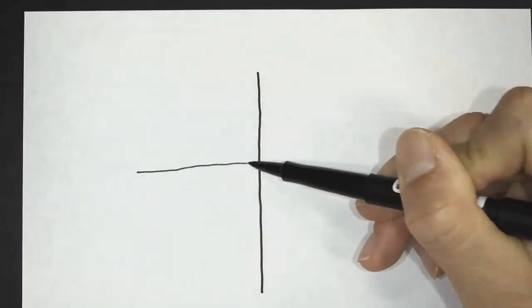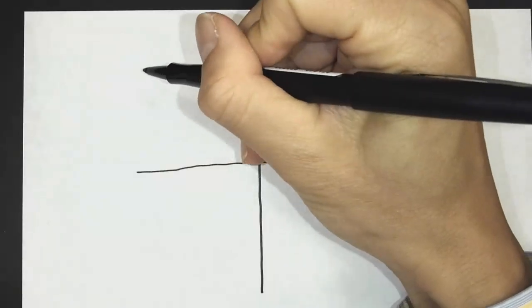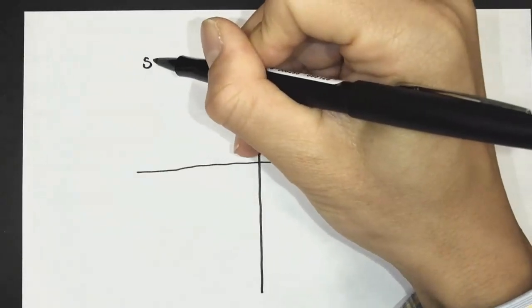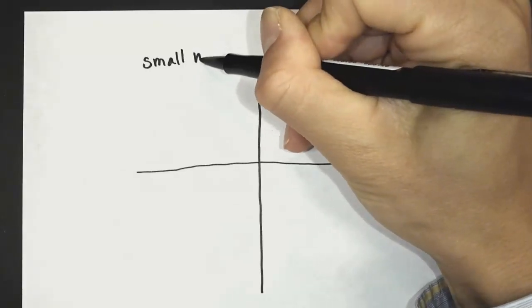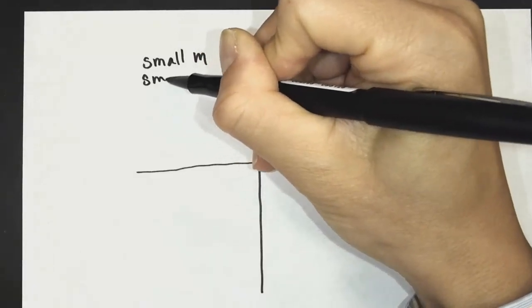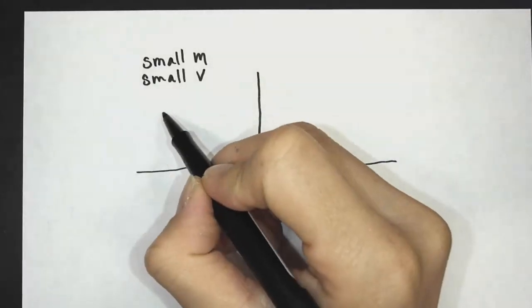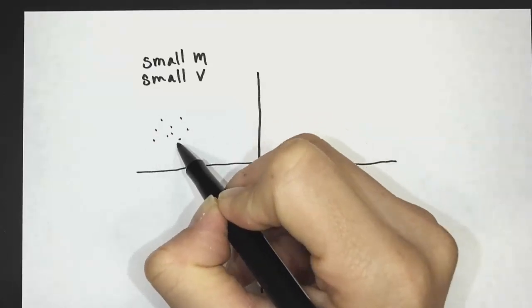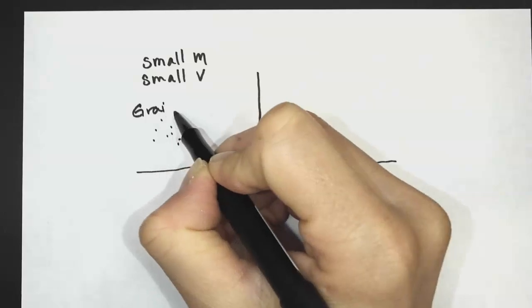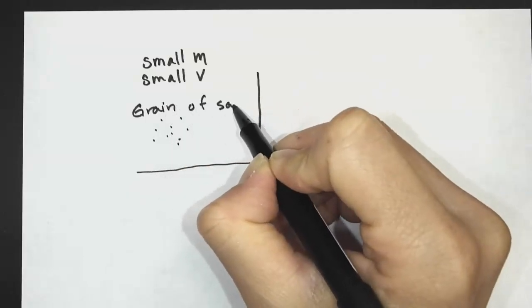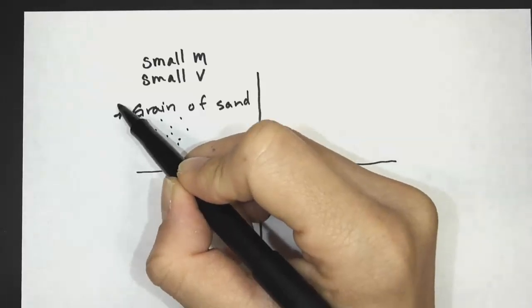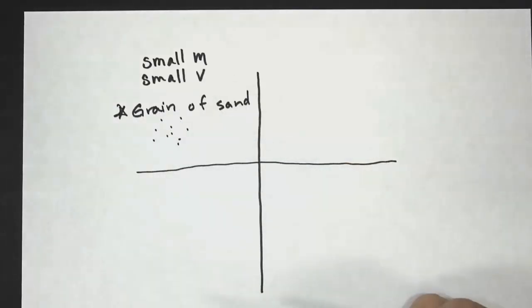Now let's take a look at some items and compare their mass and volume. I'm going to create a little chart here. In the top left, I'm going to write an item that has a small mass and a small volume. Can you think of something that has a small mass and a small volume? An example of that would be a grain of sand. That would be an example of something that has a small mass and a small volume.